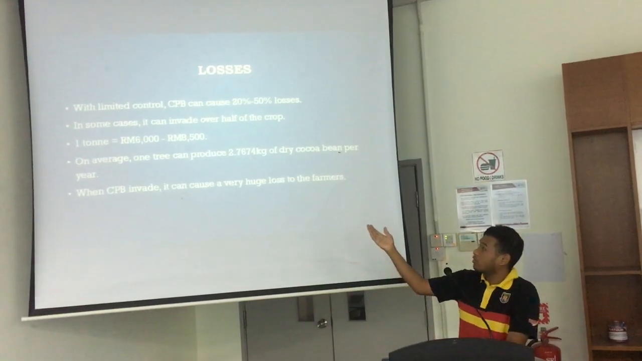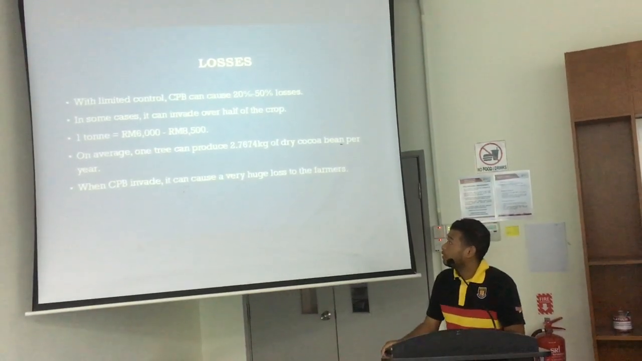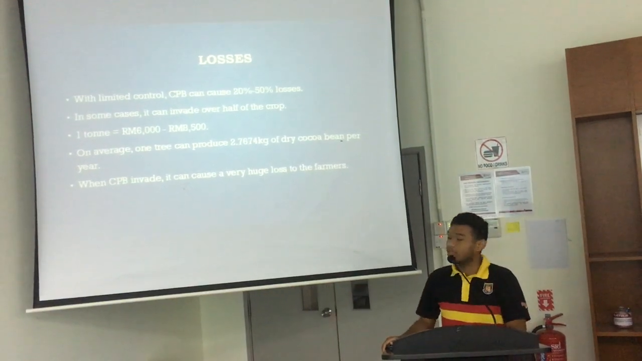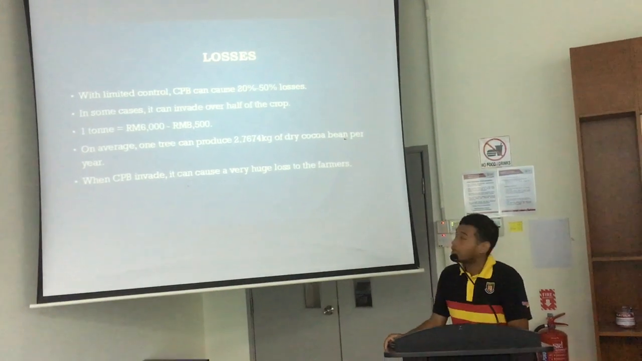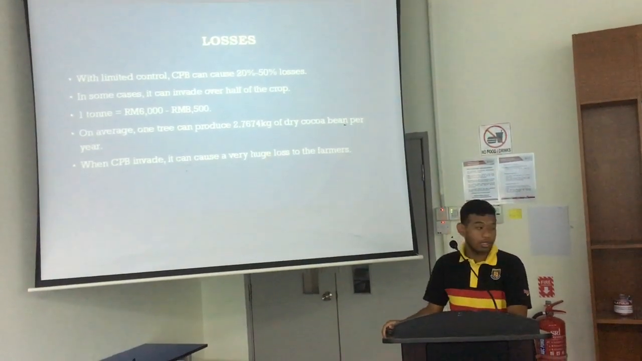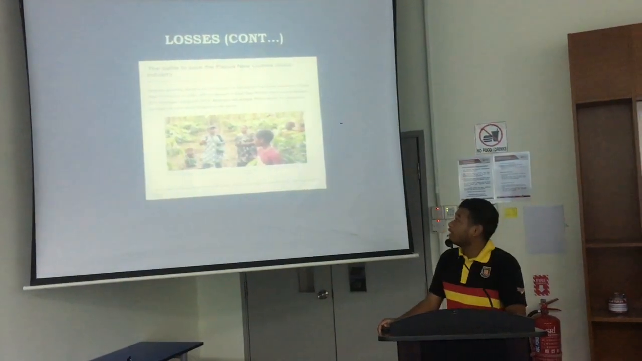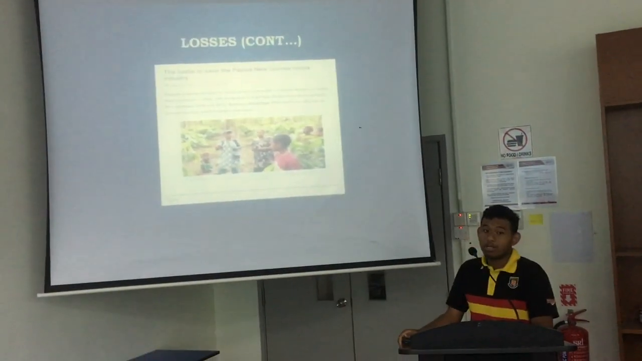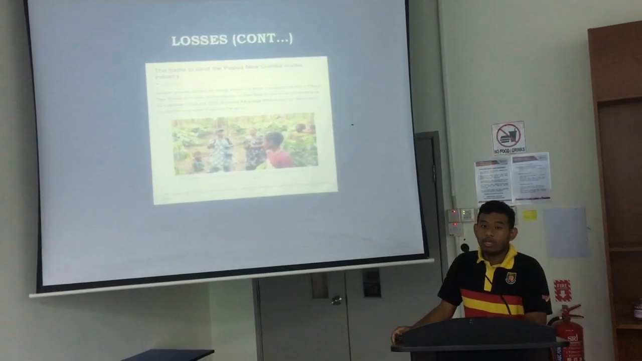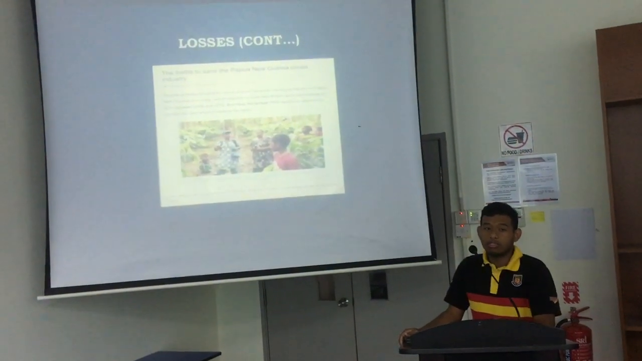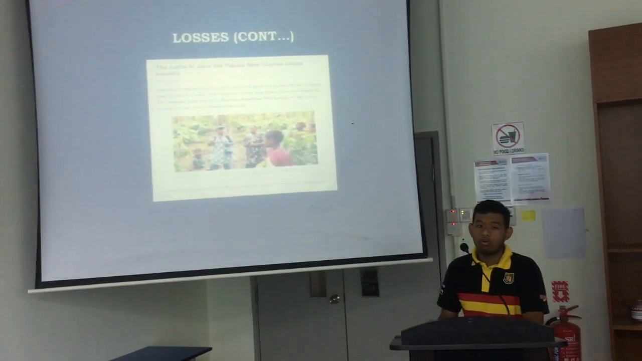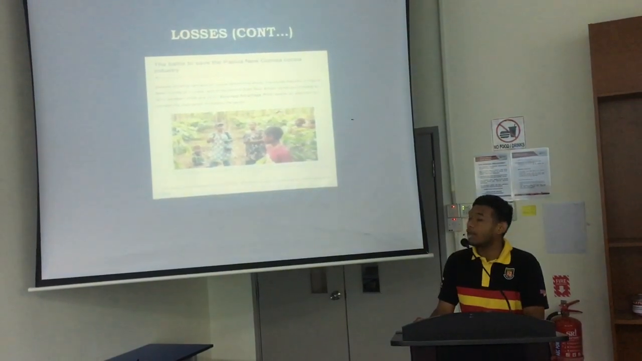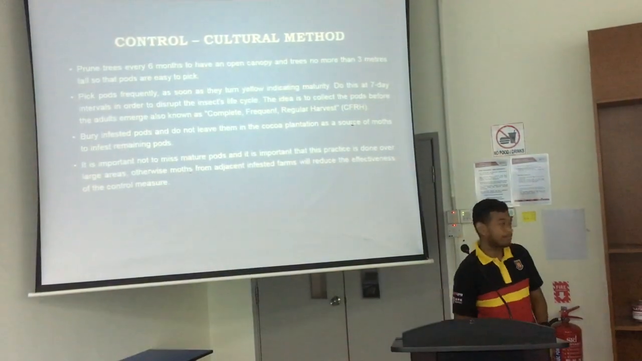On average, one tree can produce 2.7674 kg of dry cocoa beans per year. When CPB invades, it can cause a very huge loss to the farmers. Okay, next. As you can see here, this is an example from Papua New Guinea, where during 2008 to 2012, about 82% of cocoa was lost due to the cocoa pod borer. Okay, that's all for me. I will pass to my friend.